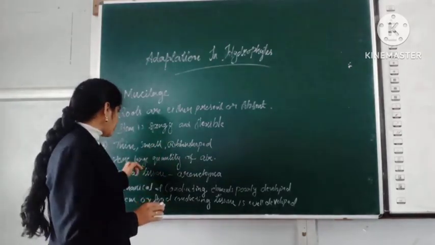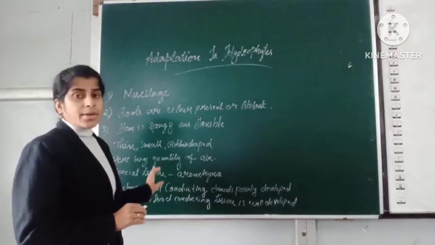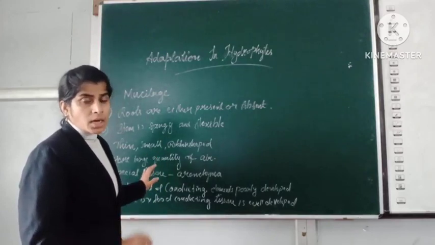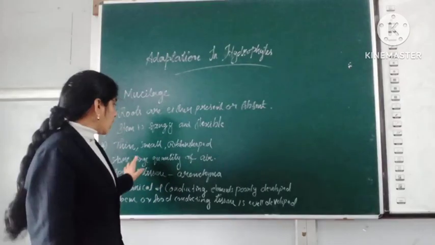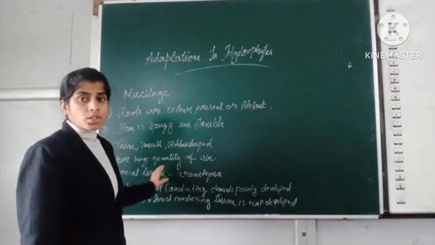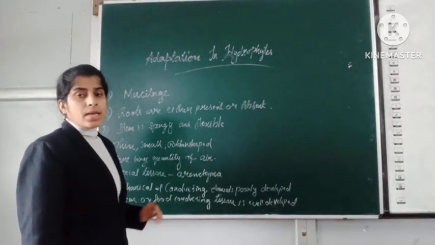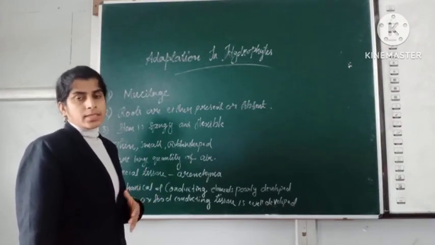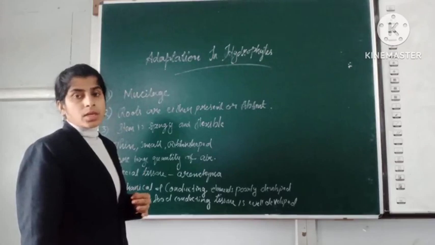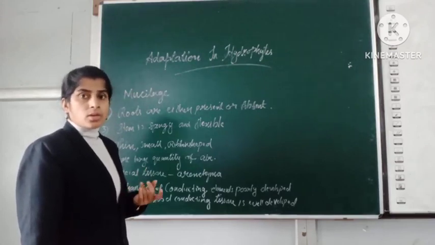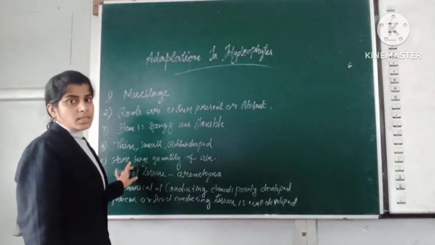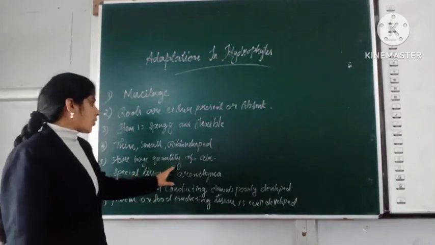Fifth point, in hydrophytes certain parts are inflated, so they store a large quantity of air. Examples are Neptunia stems, Acornia and Trapa. In these hydrophyte plants the parts are inflated and they store a large quantity of air.